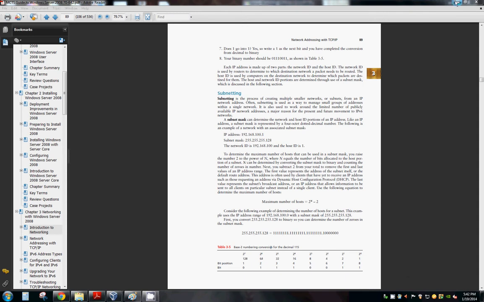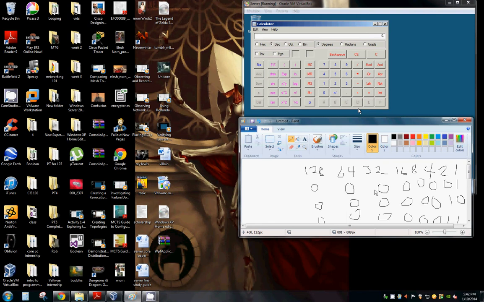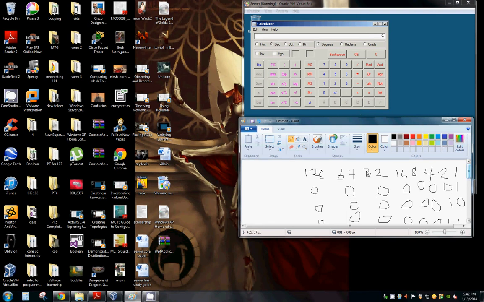Today we're going to be learning about binary and subnetting. I'll teach you guys how to do binary here, how to convert binary. What I've done here is I've shown you the number 1 in binary. Each number in here, each octet, has a number value placed to it, right?